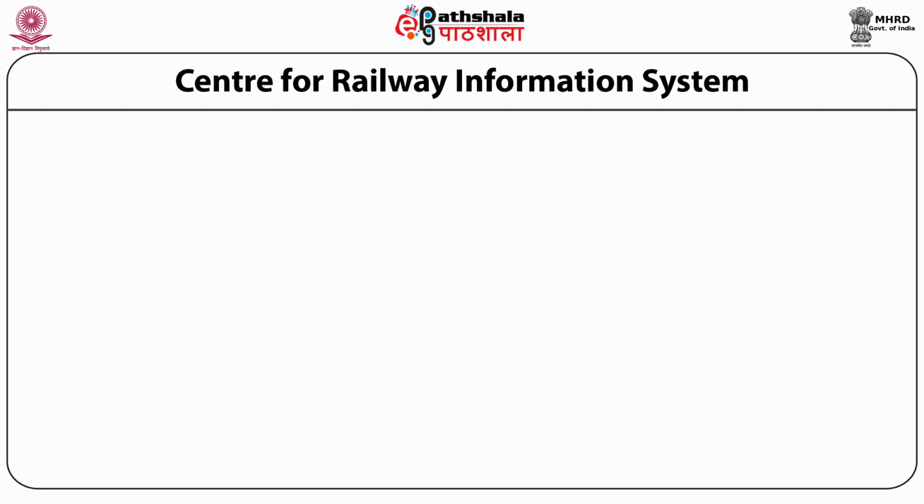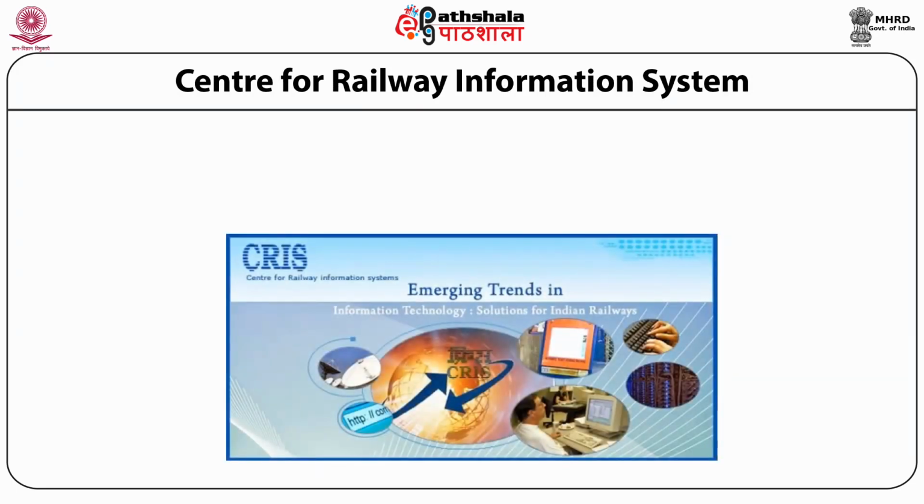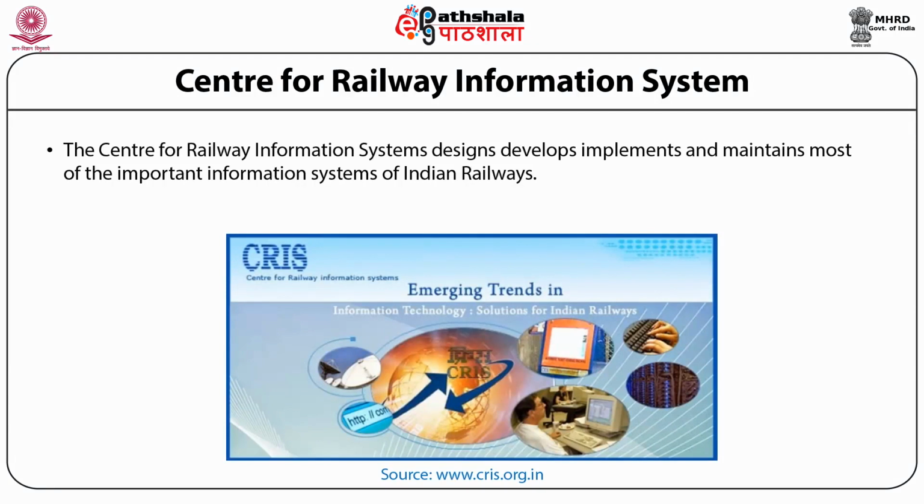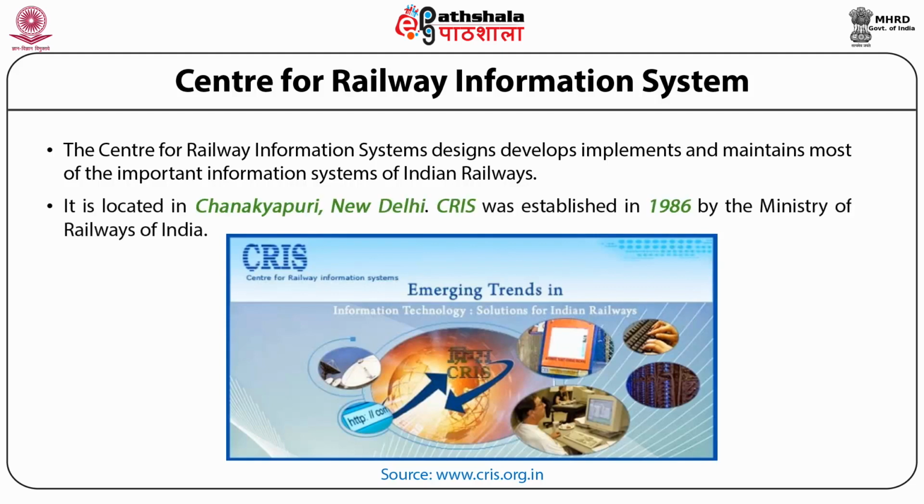Let us take another example, a case study that is of the Center for Railway Information System. The Center for Railway Information System designs, develops, implements, and maintains most of the important information systems of Indian Railways. It is located in Chanakyapuri, New Delhi. CRIS was established in 1986 by the Ministry of Railways of India.